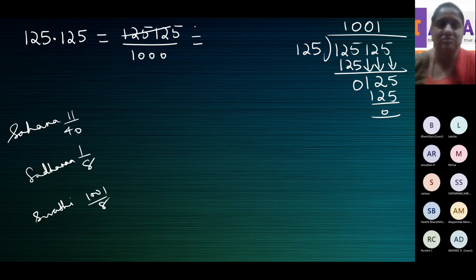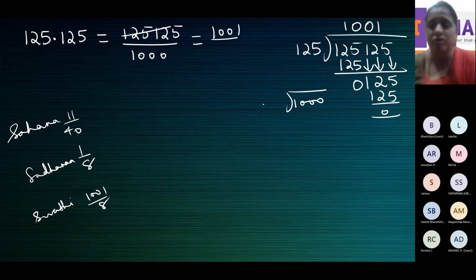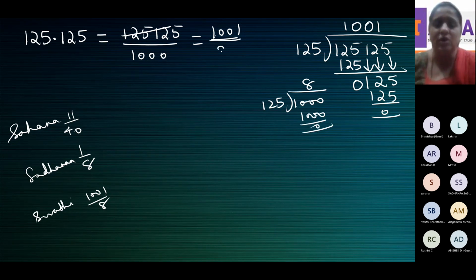So the numerator simplifies to 1001 by the denominator. When you divide 1000 by 125, you get 8, because 125 8 times is 1000. So the simplest form is 1001 by 8. And it's easy to understand because when the denominator is 40, 1,25,125 cannot be 11. So it's very easy to make out.